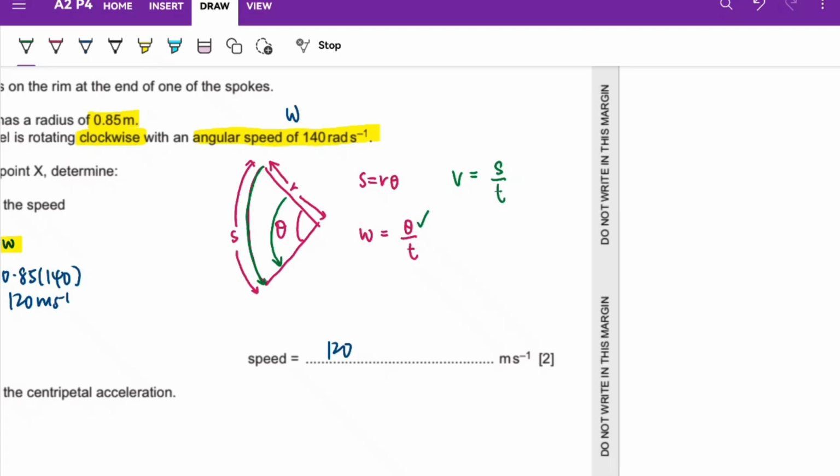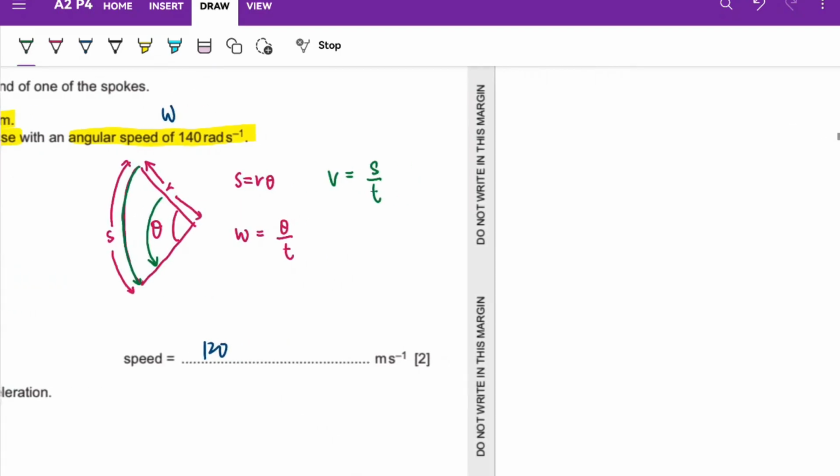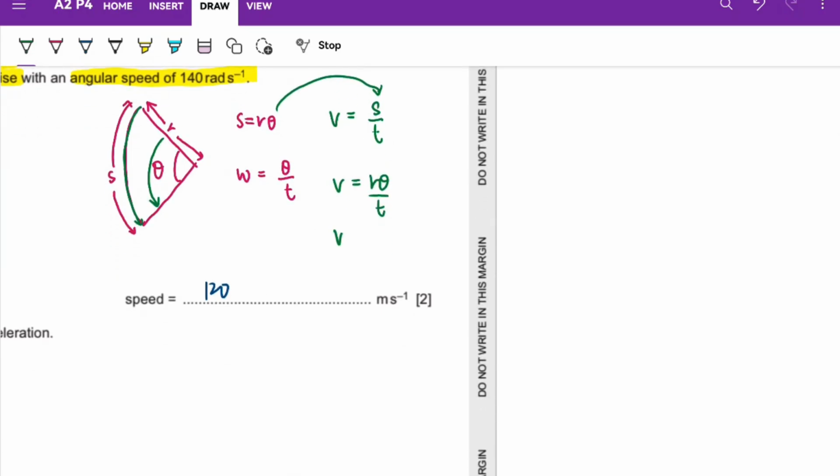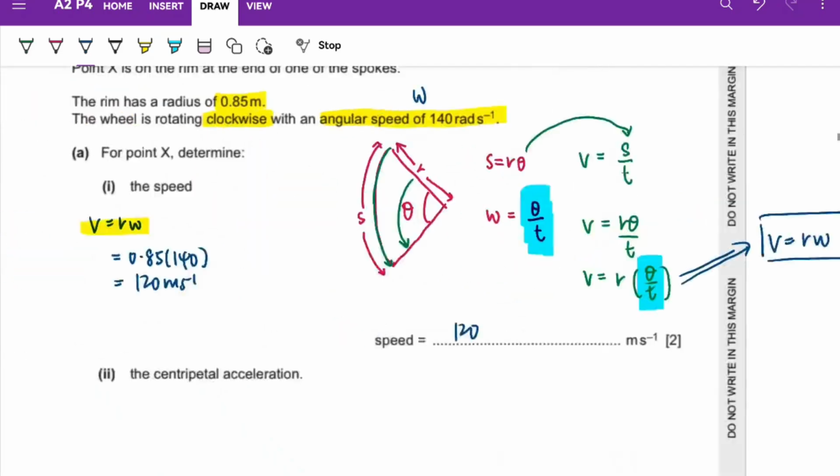Now, we know s equals r theta. Can we substitute this in here? Of course we can. So what will we get? We will get v equals r theta over t. We can separate it: v equals r times theta over t. Can you see the similarities here? Theta over t is omega, and this will give you v equals r omega. That is where I get this formula.